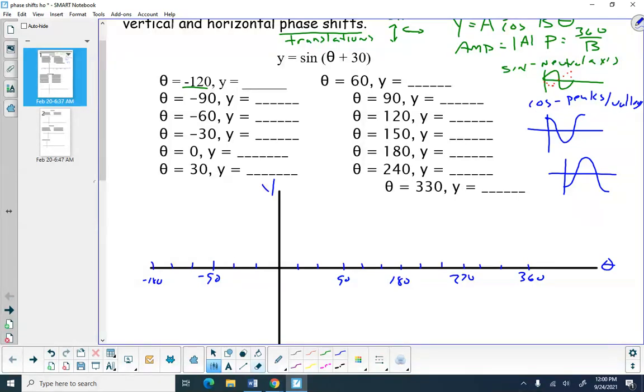My amplitude is 1, so I'm just going to go up 1, then up 2. So 2, 1, then we have -1, -2.